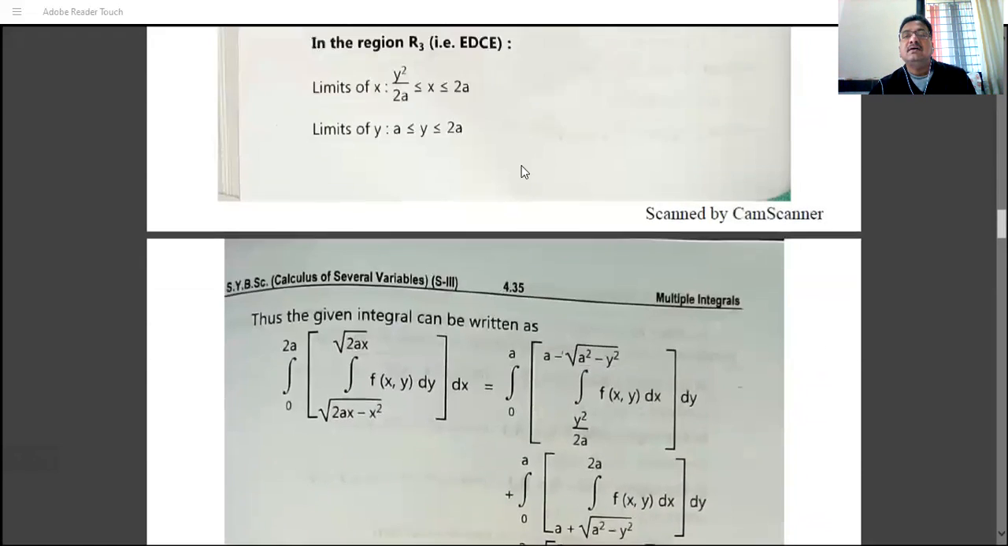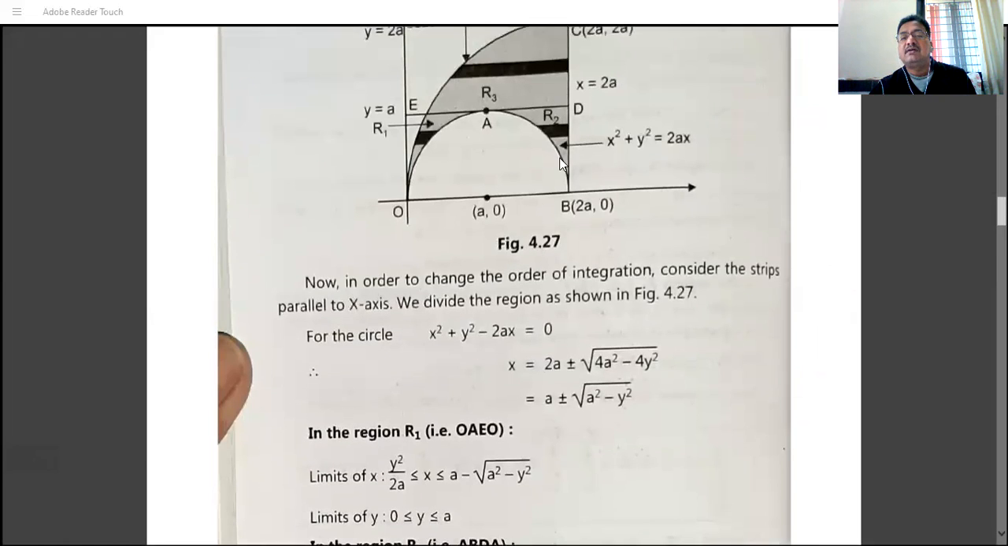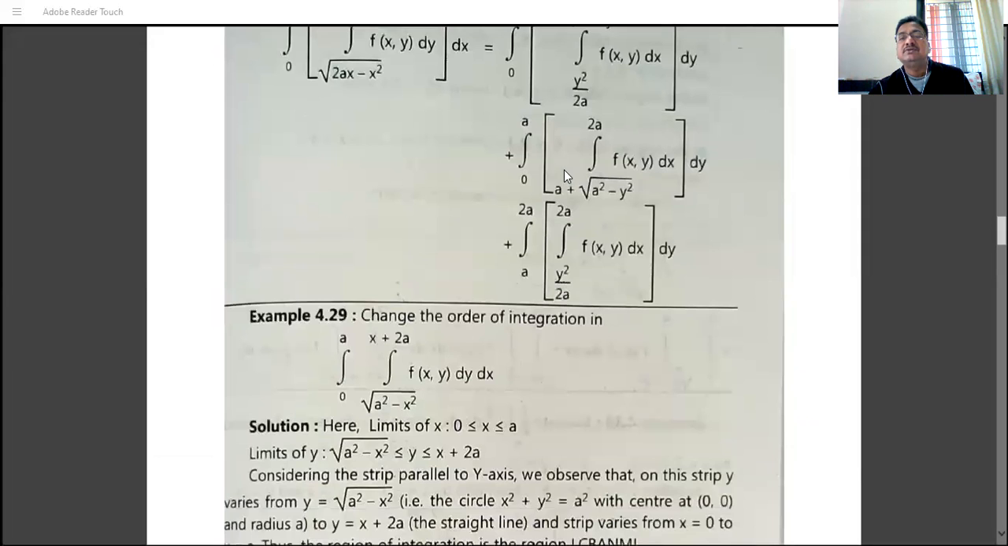In order to cover this region R2, we have to move the strip from point B to point D. At the point B, y is 0, and at the point D, y is a. So y runs from 0 to a.